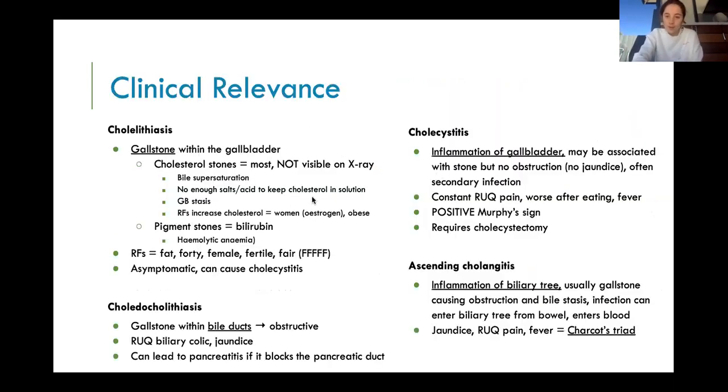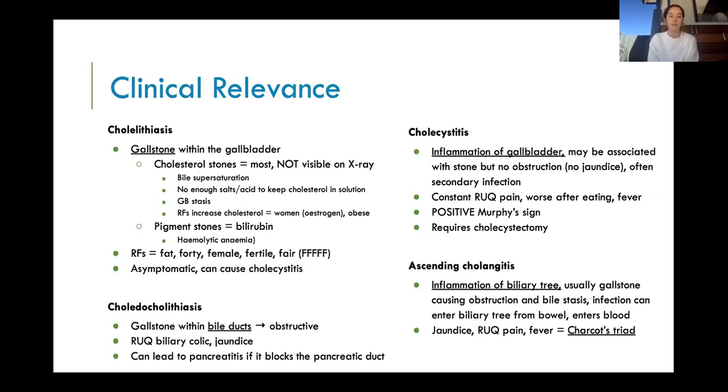So gallstones are kind of the main clinical relevance here. You have your four main types. Cholelithiasis is simply gallstones in the gallbladder, and mostly they're cholesterol stones. So you get excess cholesterol, which precipitates, causing stones. And then you have pigment stones, which are made of bilirubin, so that's from too much hemolysis. Your main risk factors are the multiple F's: if they're fat, they're 40, they're female, they're fertile, which is related to estrogen, or they're fair.